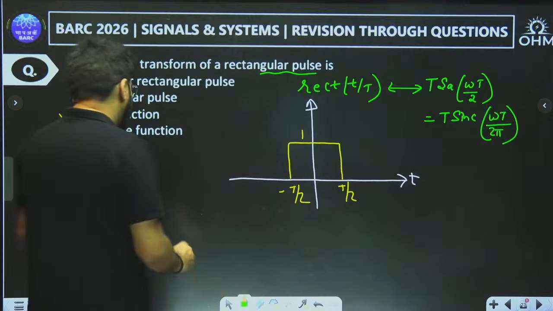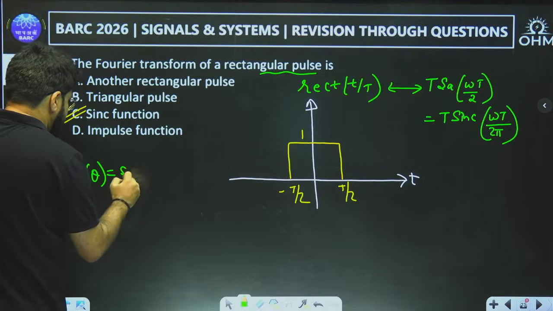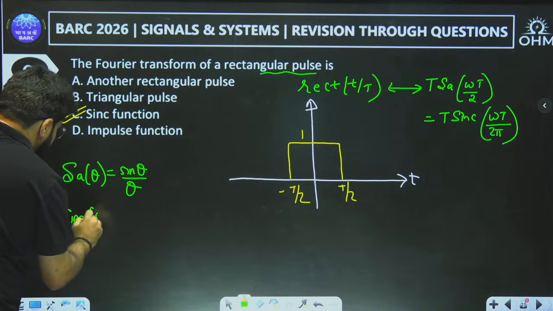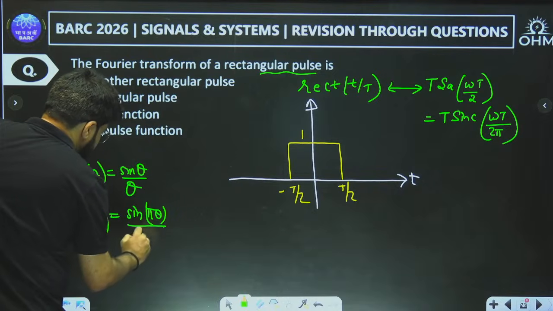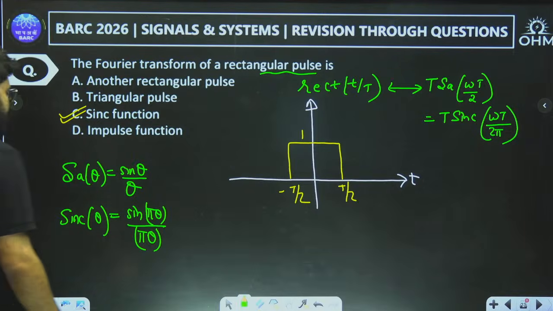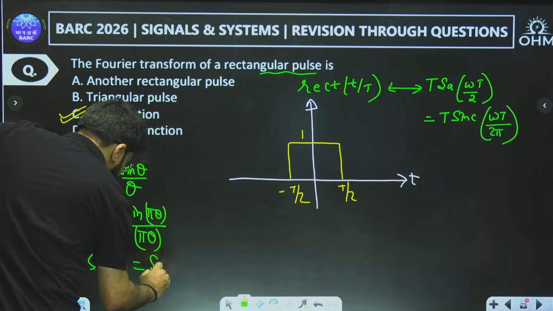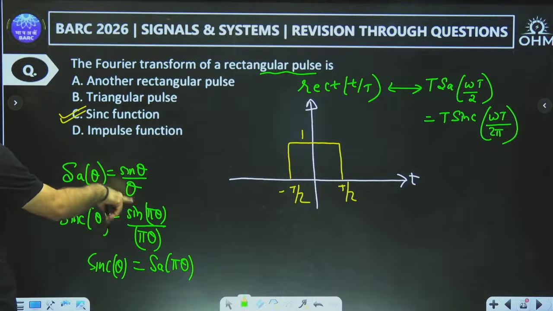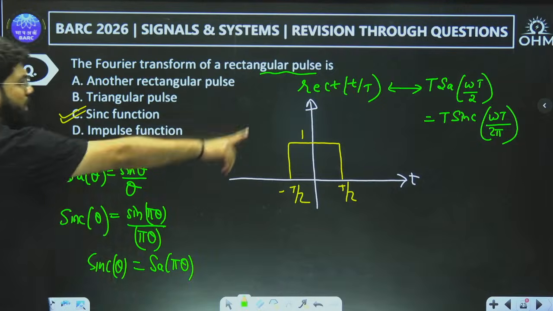Okay, what is this sampling function? When I use sampling, theta is sine theta by theta. When we use the sinc notation, sinc theta is defined as sine pi theta divided by pi theta. And sinc theta is simply equal to sampling pi theta. Correct? Inside sampling, if you put pi theta, you get sine pi theta by pi theta, which is sinc theta. So sampling pi theta is sinc theta. So sampling theta is sinc theta by pi. That's what I have done there.